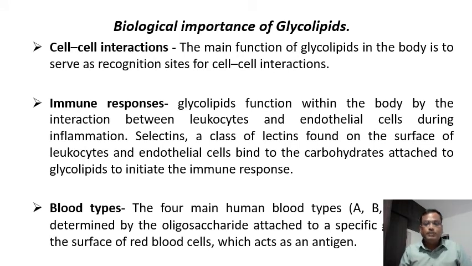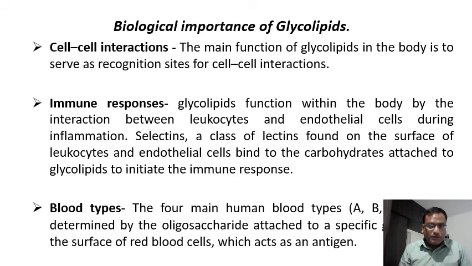Glycolipids function within the body by the interaction between leukocytes and endothelial cells during inflammation. So, since they are involved in the process of inflammation, we can say glycolipids are associated with immune response. Selectins, a class of lectins found on the surface of leukocytes and endothelial cells, bind to the carbohydrates attached to the glycolipids to initiate the immune response.